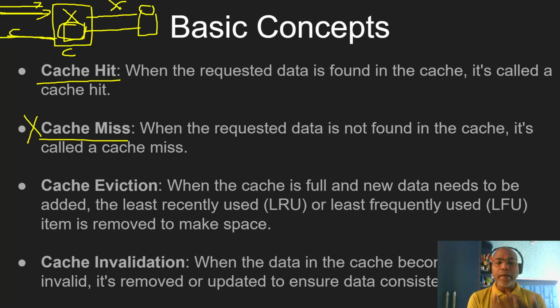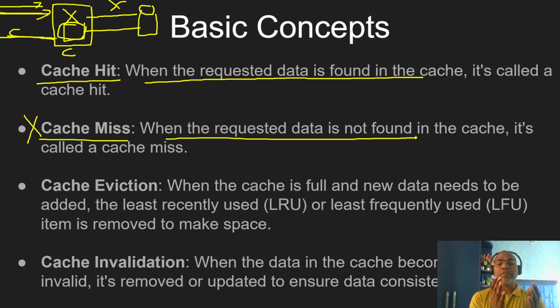Cache hit means the requested data is found in the cache. When the requested data is found in the cache, you can say cache hit. And when the requested data is not found in the cache, you can say cache miss. So in any cache system, there are these two concepts: cache hit or cache miss. Cache hit means the data the user is requesting is available in the cache and our application responds quickly. So our objective is to get as many cache hits as possible so that our applications are as quick and responsive as possible.